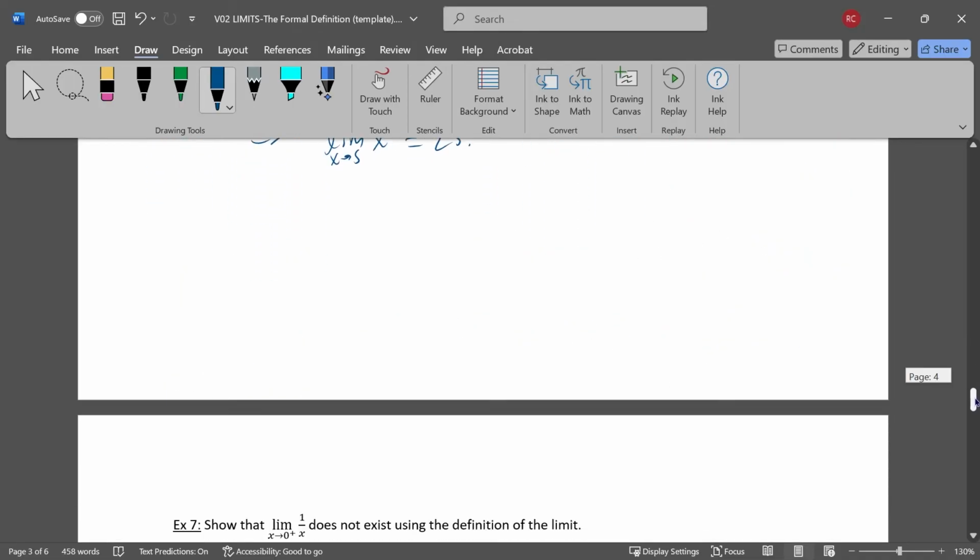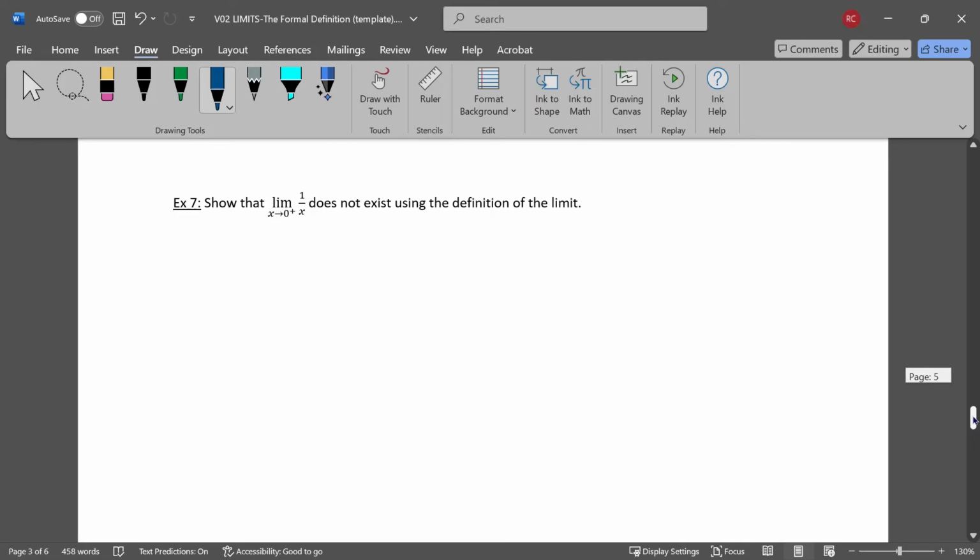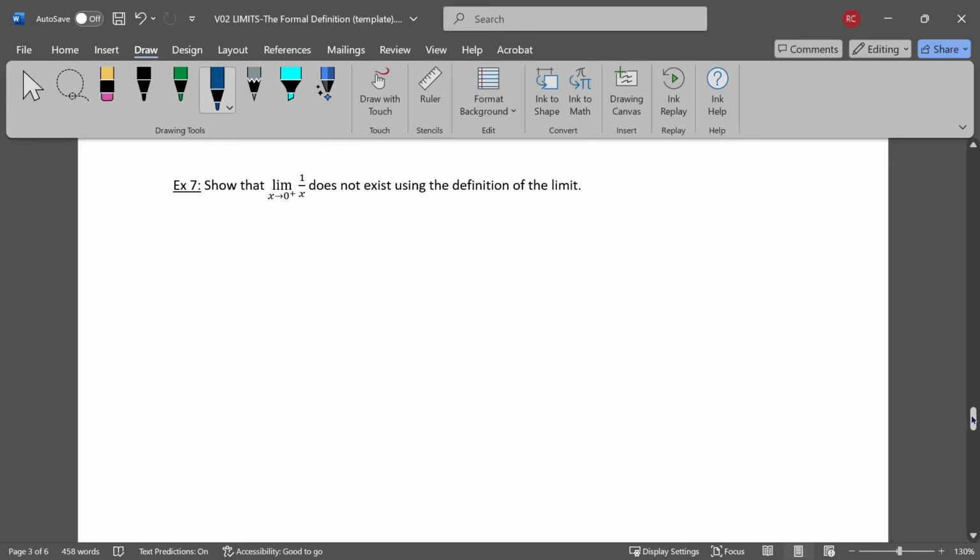Okay, so let's scroll on down to another example here. So this is example 7. Now, example 7 is a little different because here we want to show that a limit doesn't exist using the definition. So how can we do that?